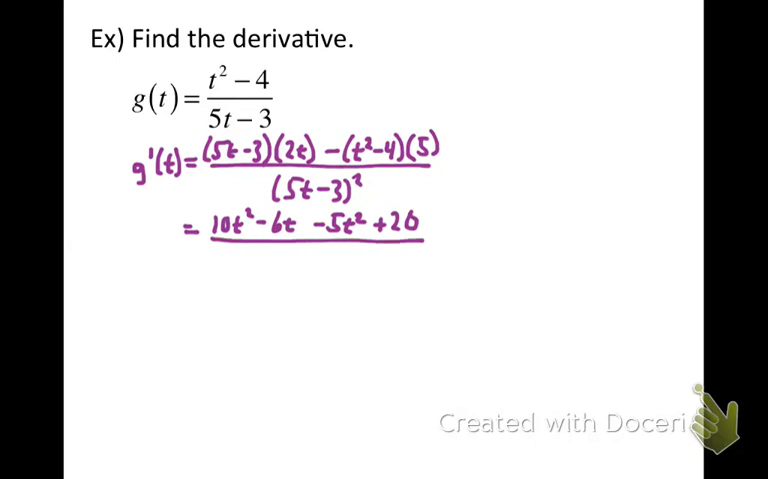Now, never worry about expanding the denominator. It's just not going to be a useful thing for you too much. All right, but the numerator, it will be useful sometimes. And then let's just go ahead and combine the like terms that we've got, which happens to only be a pair of them. 10t squared minus 5t squared is 5t squared, minus 6t plus 20 over 5t minus 3 squared.